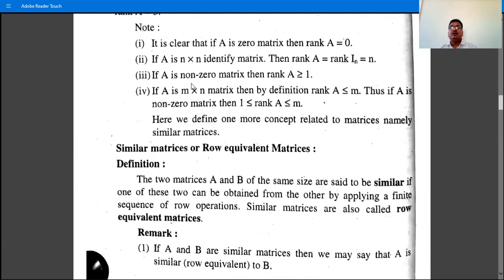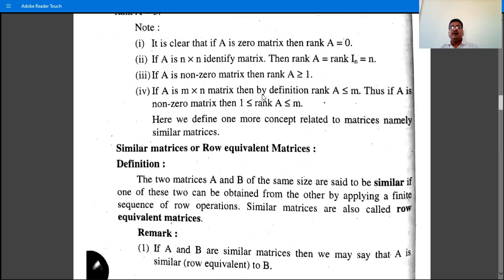The next note is what? If A is a non-zero matrix, then the rank of A is greater than or equal to 1. That is, the rank of every non-zero matrix is greater than or equal to 1. If the matrix is non-zero, that is, at least one entry in the matrix is non-zero, then its rank is greater than or equal to 1.